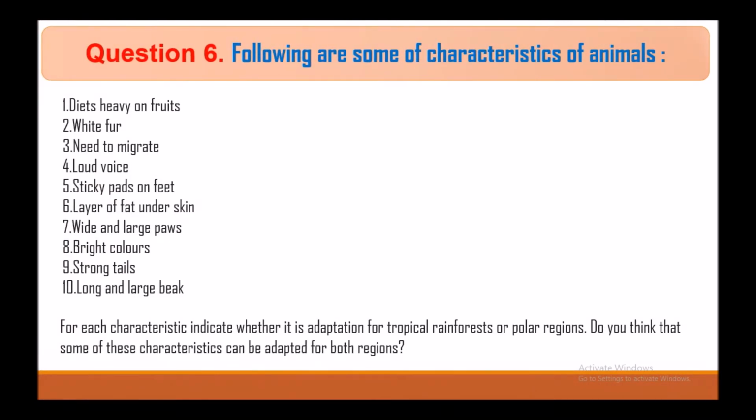Question 6. Following are some of the characteristics of animals: diets heavy on fruits, white fur, need to migrate, loud voice, sticky pads on feet, layers of fat under the skin, wide and large paws, bright colors, strong tails, long and large beak. For each characteristic, indicate whether it is an adaptation for tropical rainforest or polar regions. Do you think that some of these characteristics can be adapted for both regions?